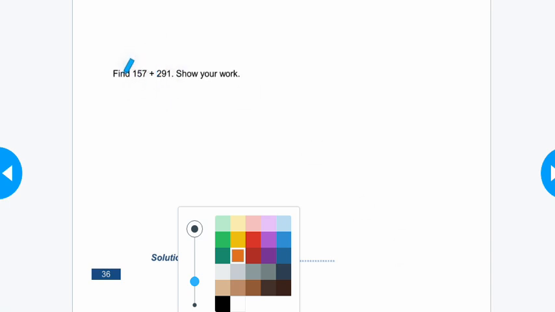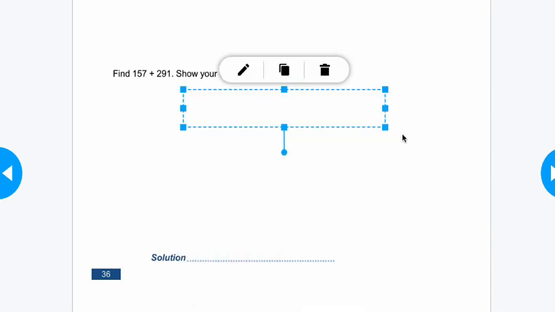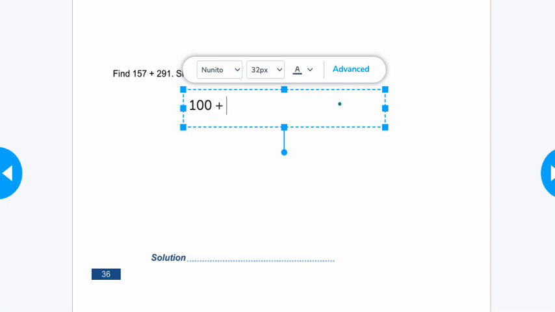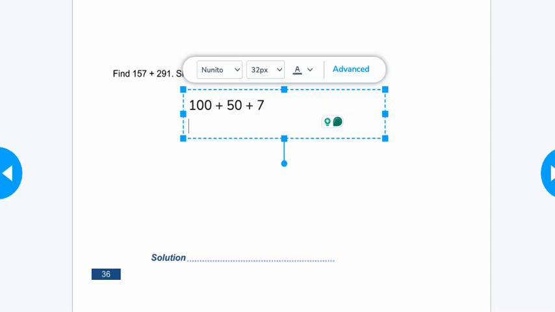All right, so we're going to start with the number 157. I'm just going to use my text box to put my number in. So I'm going to break it down into 100 plus 50 plus 7. Then I'm going to go ahead and break down the number 291. Again, I am aligning those place values like we have talked about in our previous classes. Oh, I put 91. Oopsies. I know that that is 90 and not 91.